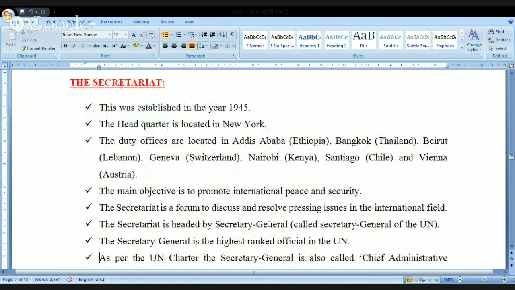So that is the Secretariat. Before coming to the Secretariat, let me come back to you on the screen. Let me have a discussion with you. Now, when we say Secretariat, see, this is not at all a new word for us.